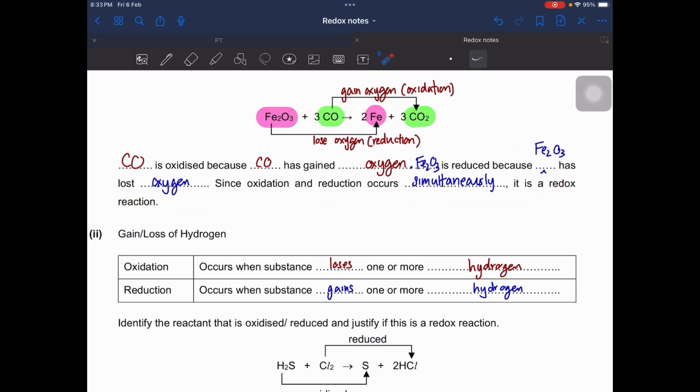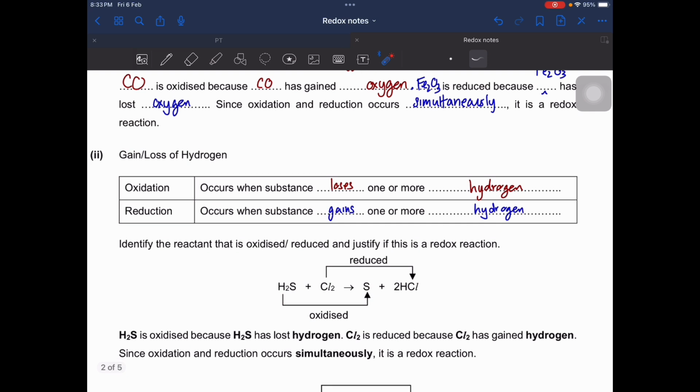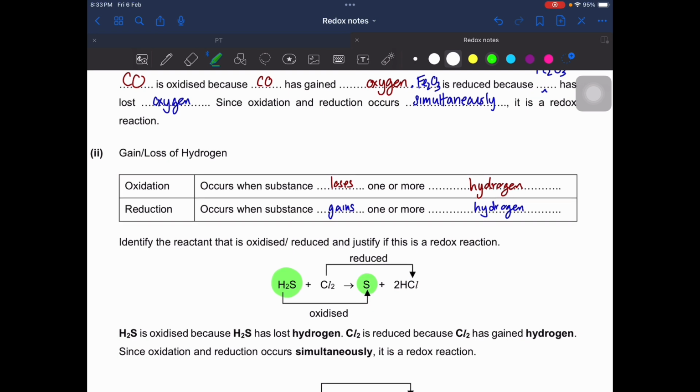But there are also other methods, and we're now going to look at using hydrogen. Oxidation happens when a substance loses hydrogen, and reduction is the opposite, when a substance gains one or more hydrogen. So let's take a look at an example over here. Let's focus on H2S. If you follow the equation, you realize that it became just sulfur. So it was oxidized because it lost hydrogen. If you take a look at the element chlorine, and you follow the equation, you realize that it now becomes HCl. So it gained hydrogen, and therefore we say that it's being reduced.